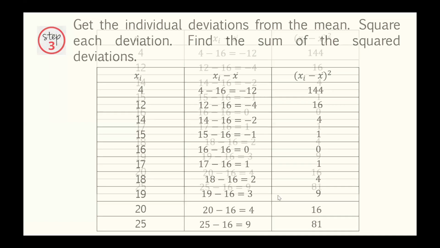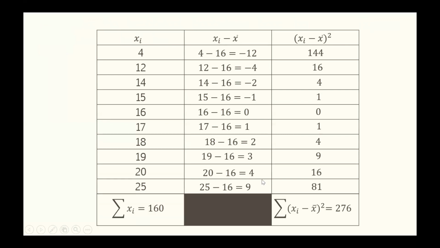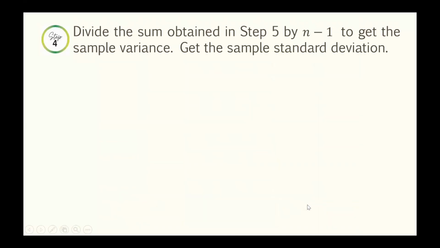We're not yet done because we are going to find the sum of the first column and then the third column. The sum of the first column, or the sum of the heights of the plants, is 160. And the sum of the third column, which is the square of the score minus the sample mean, is equal to 276. Next step is to divide the sum obtained in step number 5 by n minus 1 to get the sample variance and also get the sample standard deviation.